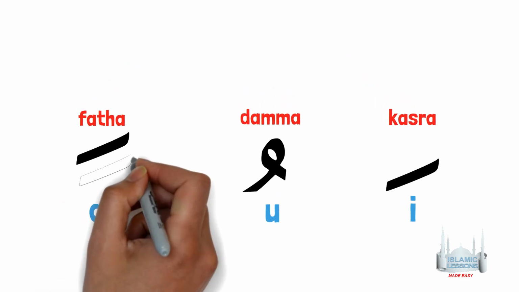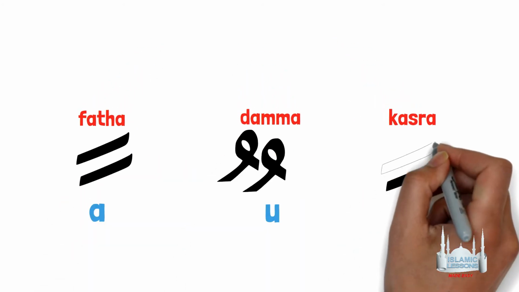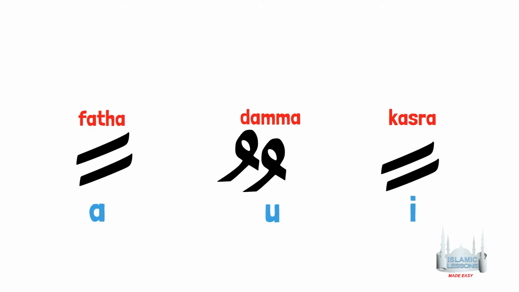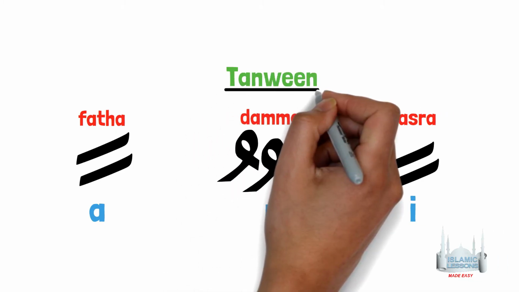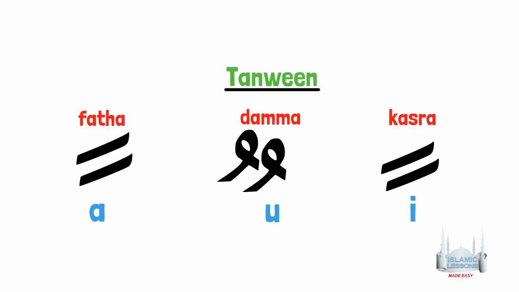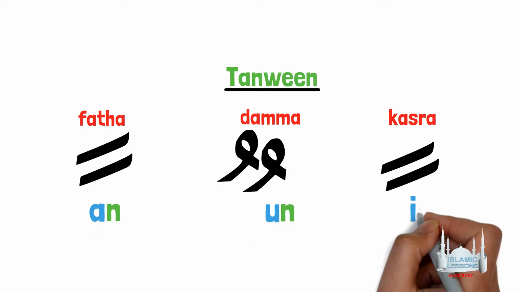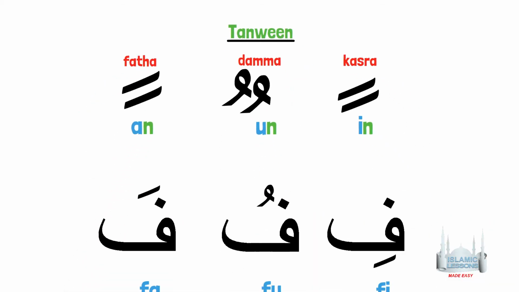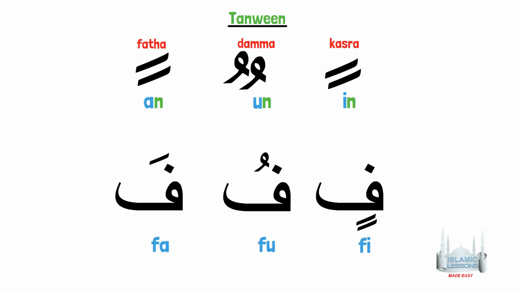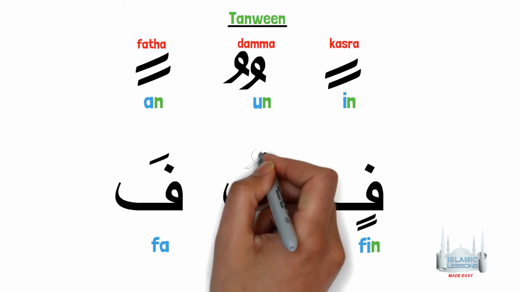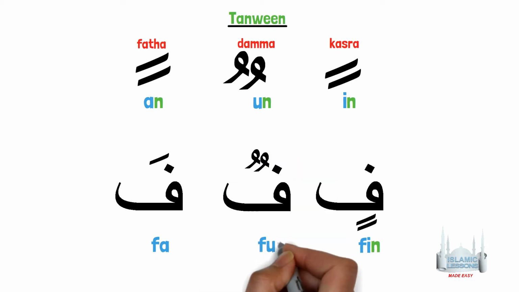Sometimes you will see two fathas, or two dhammahs, or two kasras on a letter. This is called the tanween, and all you do is add an n sound to the vowel. For example, with two kasras, fi will become fin. With two dhammahs, fu will become fun. With two fathas, fa will become fan.